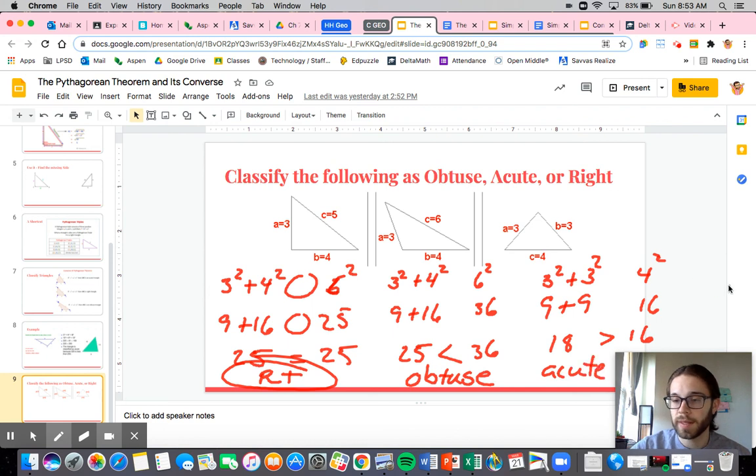All right, and that's all there is to it. Pretty much all you're going to do is figure out a squared, b squared, c squared, and then figure out where to put the inequality. If a squared plus b squared is bigger than c squared, it is acute. If a squared plus b squared is less than c squared, it is obtuse. And finally, if they are equal, it is a right triangle.